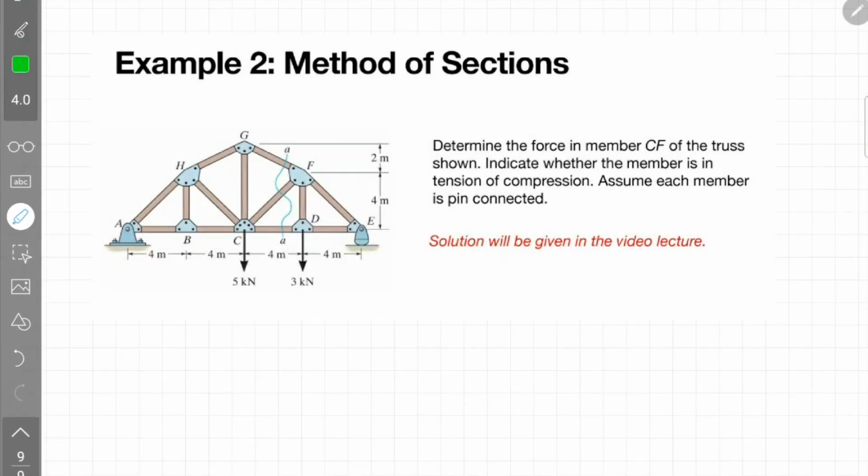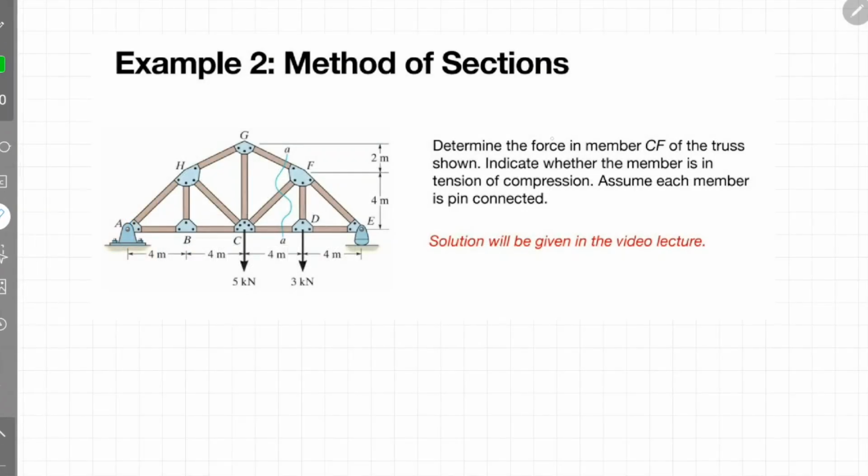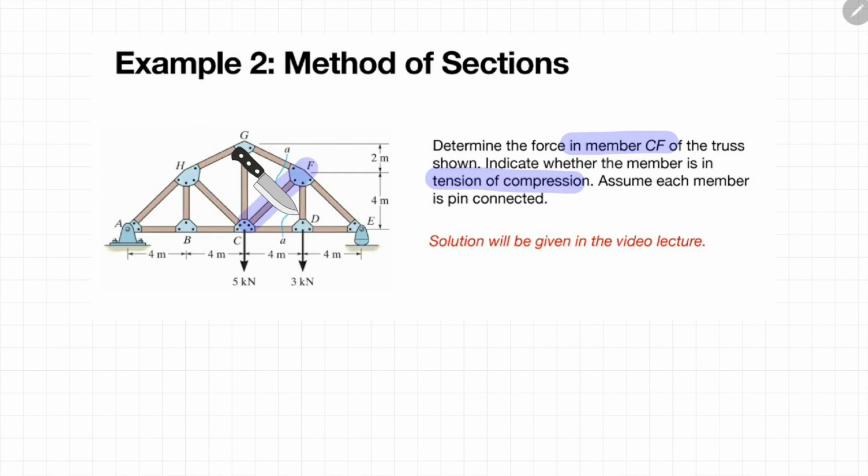Okay, in this example, you are required to find the force in member CF and decide whether it is in tension or compression. So, you can see it only asks for member CF. Does it mean you need to cut off or section off only the CF member? No, no, no. Don't do such a crazy thing.